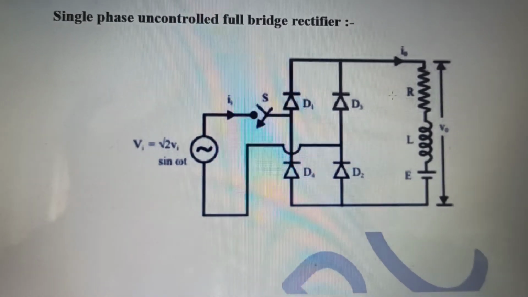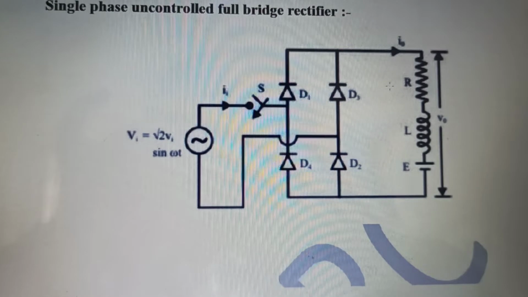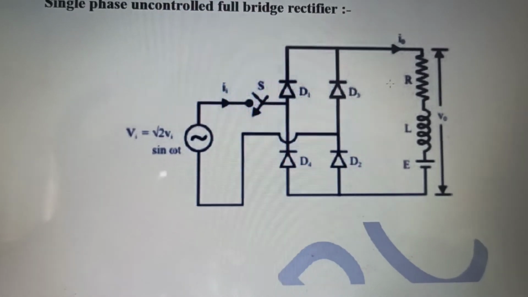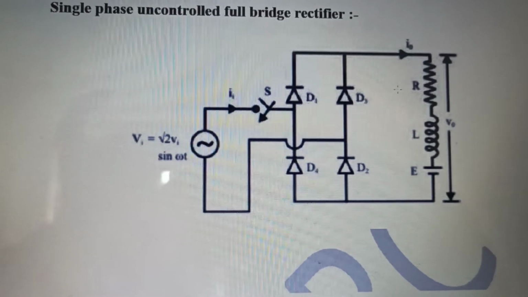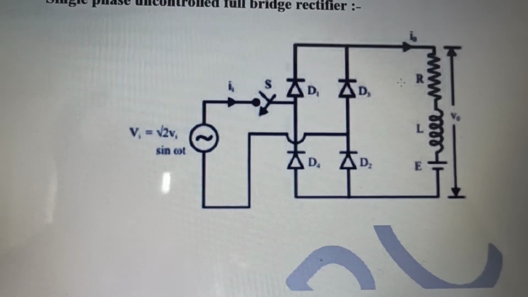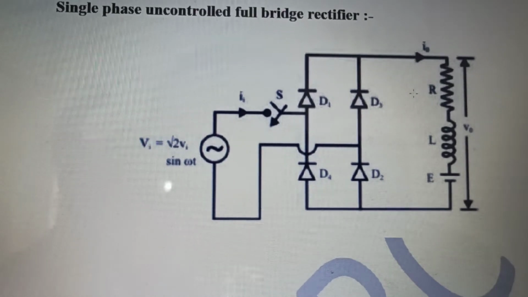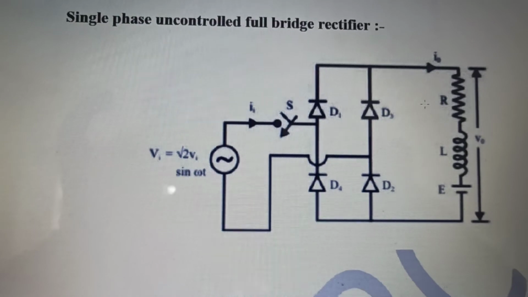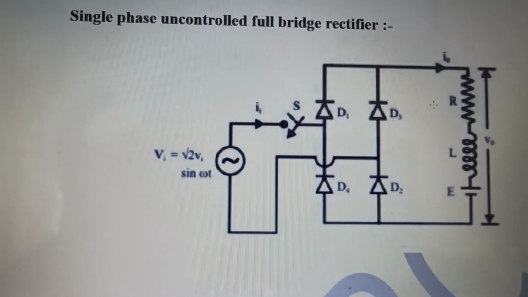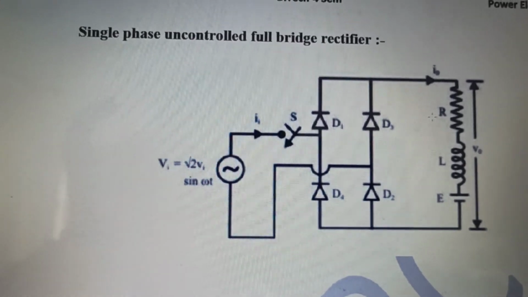Now have a look at this circuit once again. RLE symbolizes a DC motor. That's why the understanding of an RLE load is very important. We are again assuming a continuous conduction mode, that is the CCM mode, because in CCM mode we all know that it can work. Now let's go to the waveform straight away.